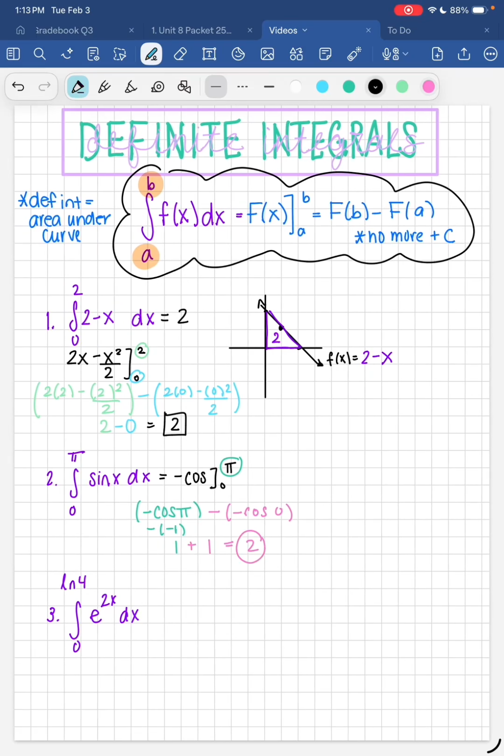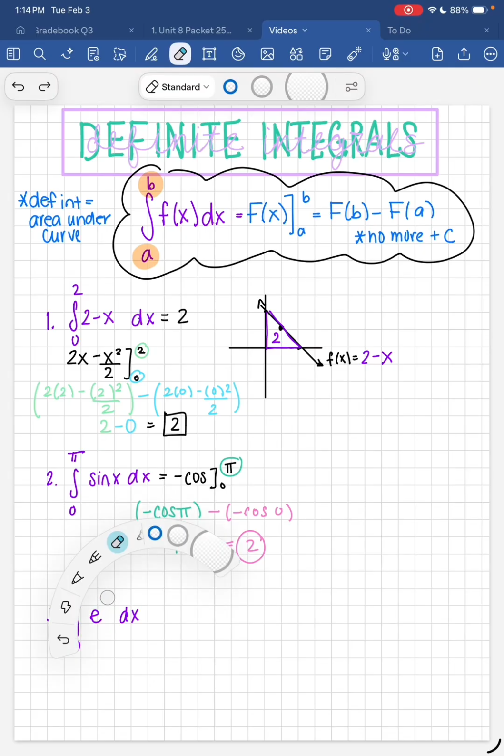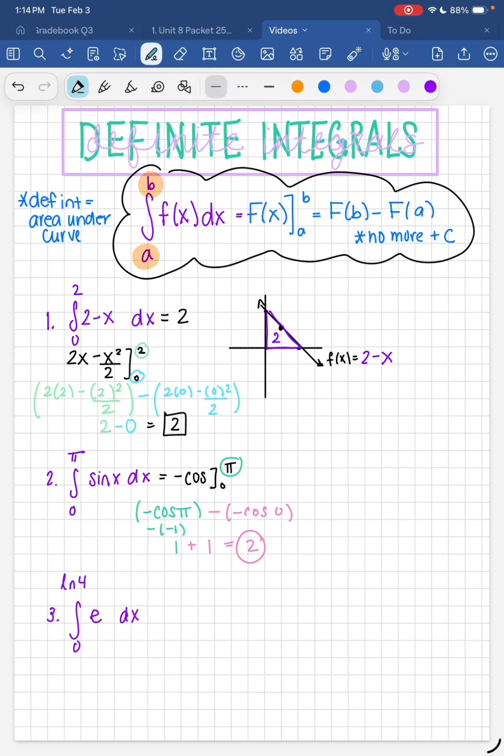And last but not least, we have an e. So, you know what, let's make this a little bit easier. Just for the sake of the length of the video, we will make that e to the x, because we know e to the x integrates to itself from 0 to ln of 4.